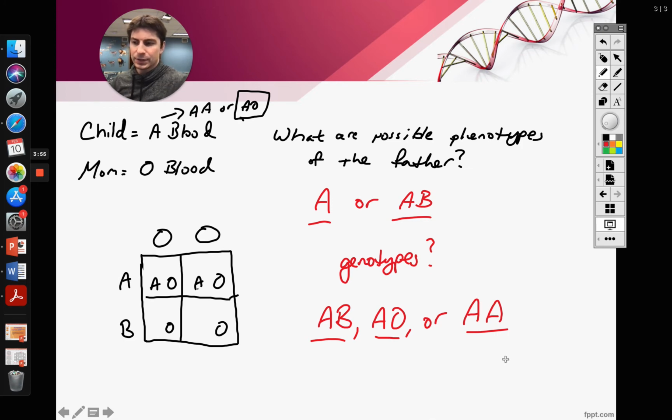Like I said, guys, I just want to go over one more example with you just to show you a different perspective. If you are given maybe a child's genotype or a phenotype, like in this example, and you're not given one of the parents, it makes it a little more difficult.